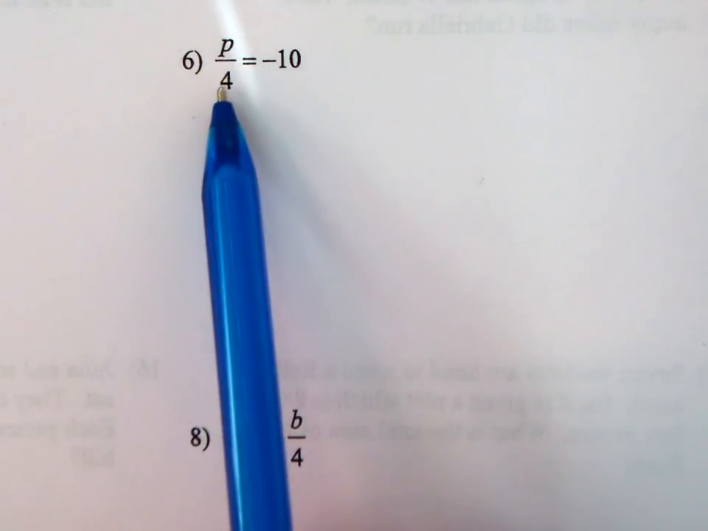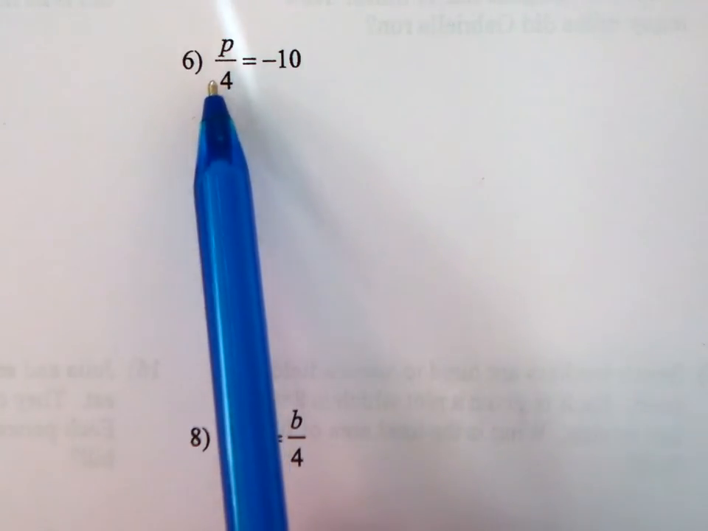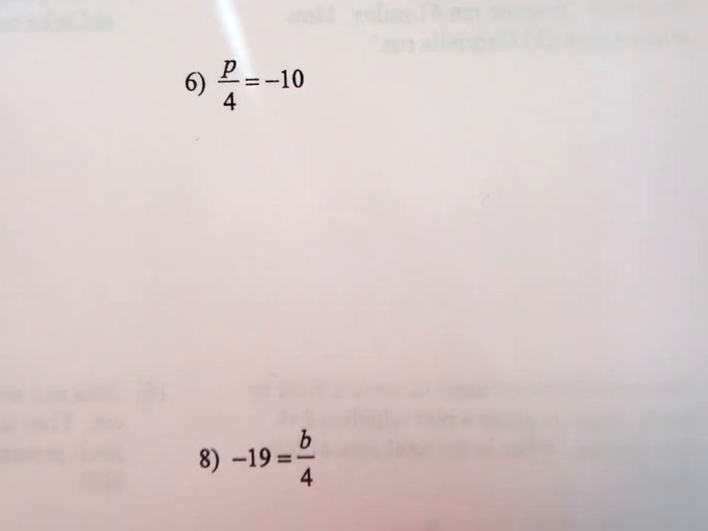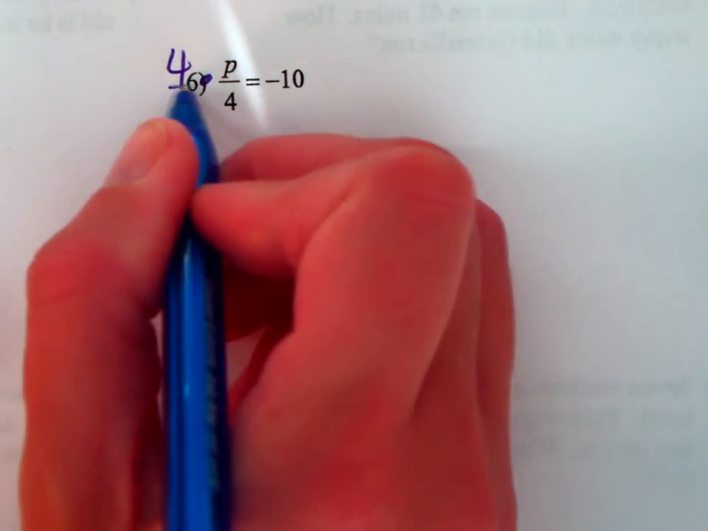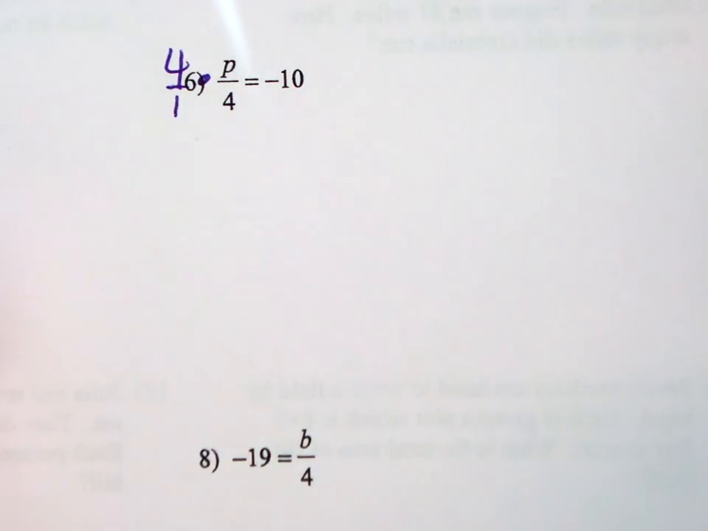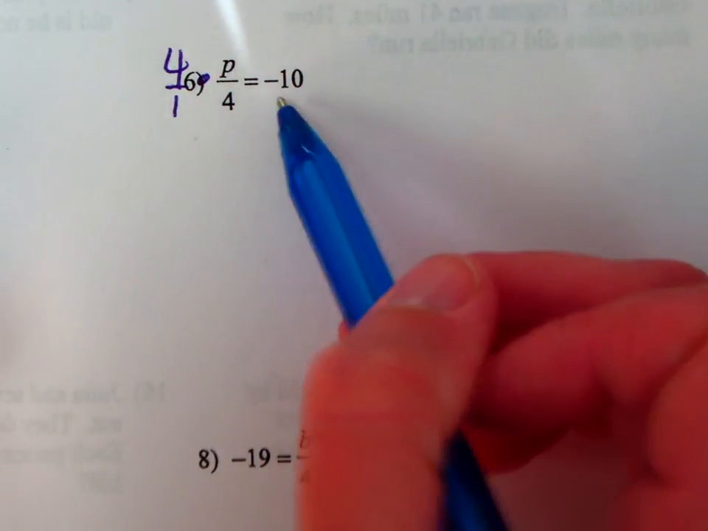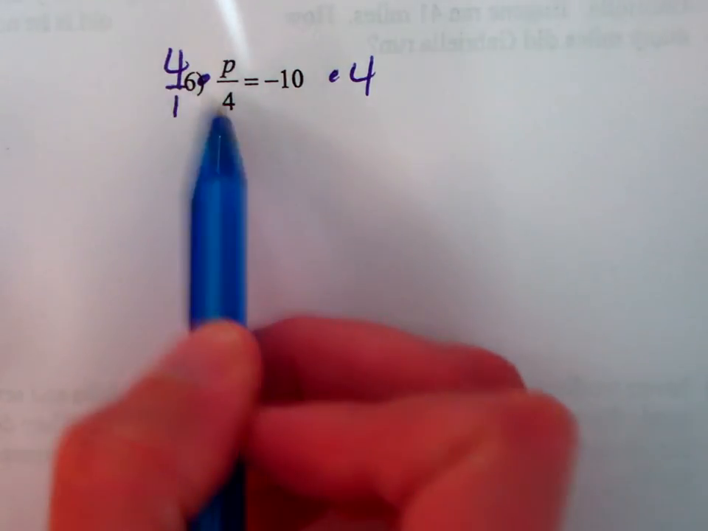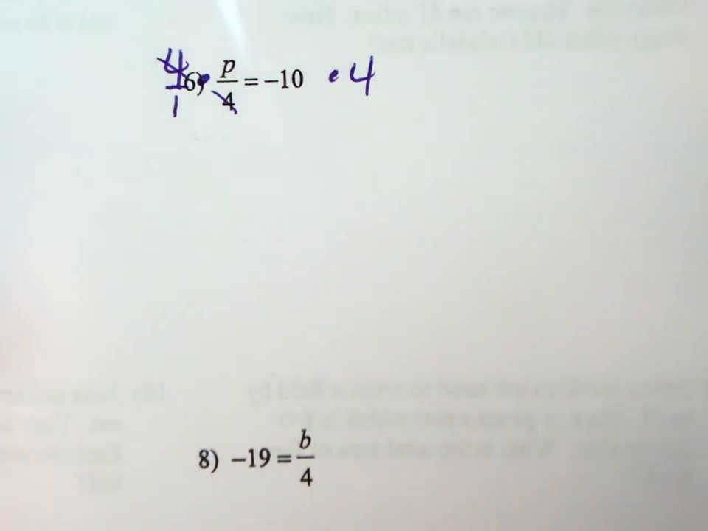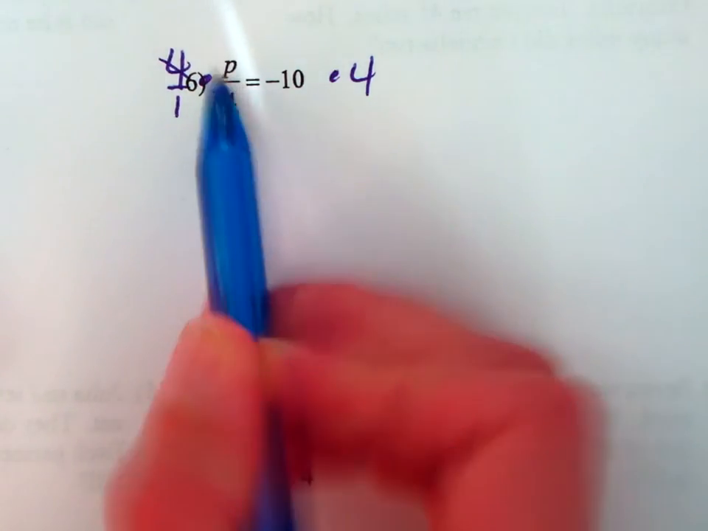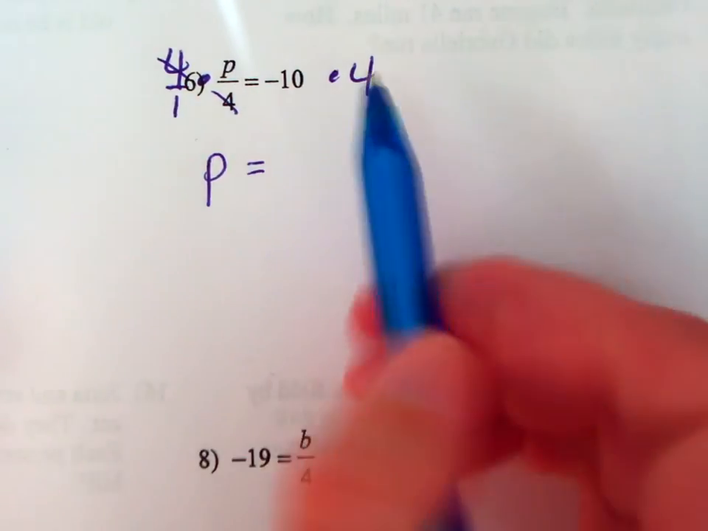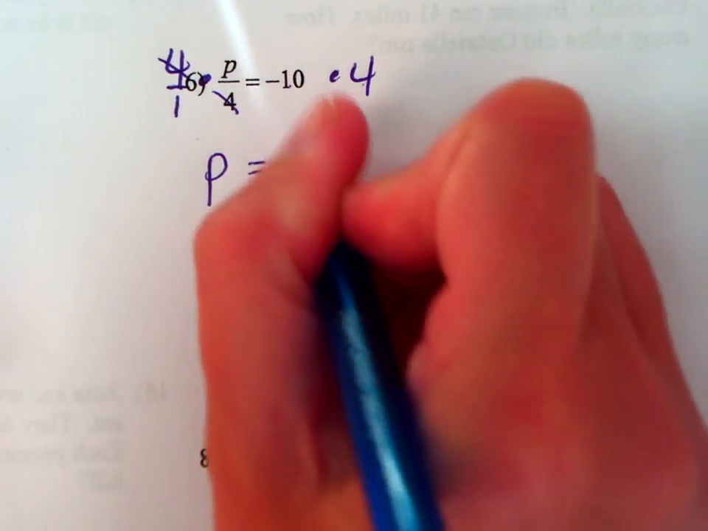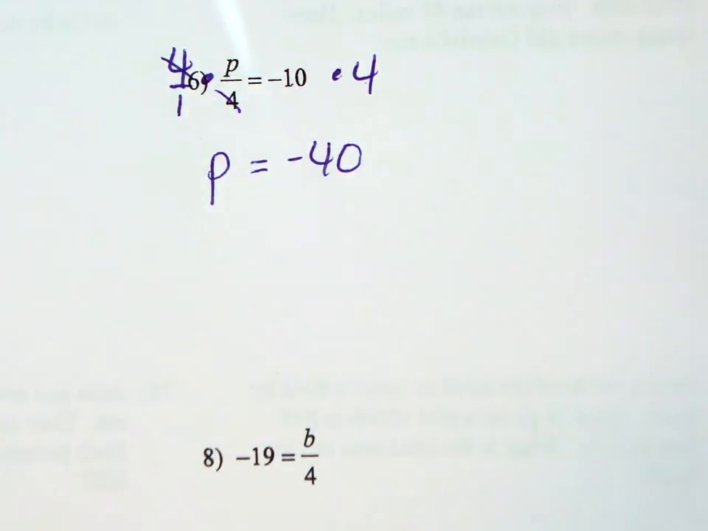So if I divide by 4 and I want to undo that, I'm going to have to cancel it out by multiplying by 4. So I can multiply this side by 4, and I could also say it's 4 over 1. Whatever I multiply on one side, I have to multiply on the other side. So I'm multiplying by 4 on both sides, and then these cross-cancel for us. So there's my variable, that's what I want. And negative 10 times 4 leaves us with negative 40.